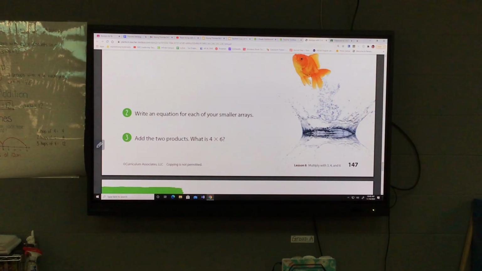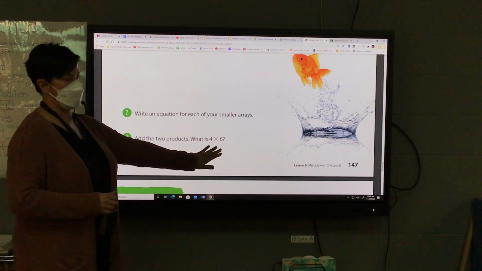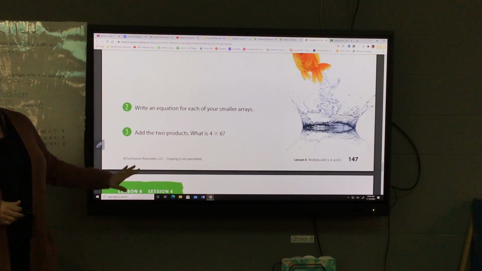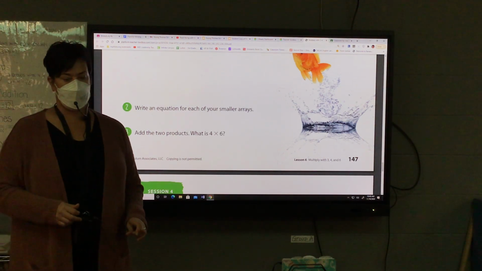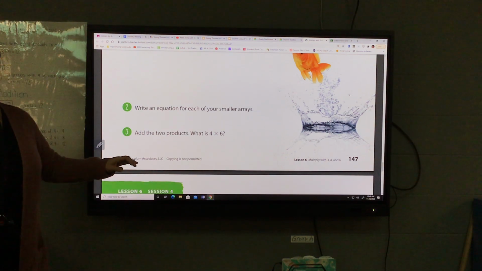Once you have 3 completed, then turn your page. Make sure you completely solve for the product though, for the answer, to find out for sure what 4 times 6 is.